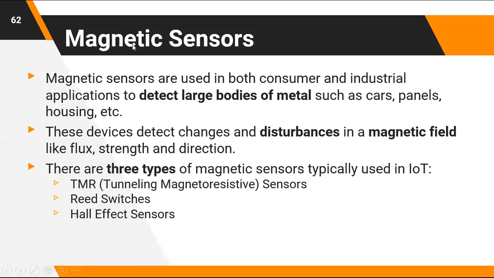Next level of sensor is the magnetic sensor. What is the purpose of this magnetic sensor? It is used to detect large bodies of metal. You can use it in any car, or the panels inside your car, or in your electrical panels used for your housing. So this can be used on cars, panels inside your car, and also in housing.